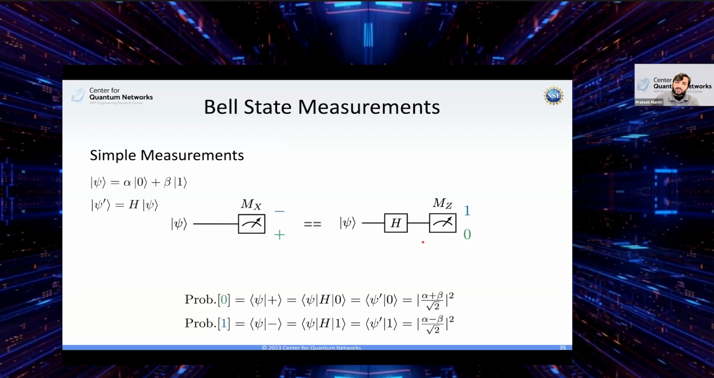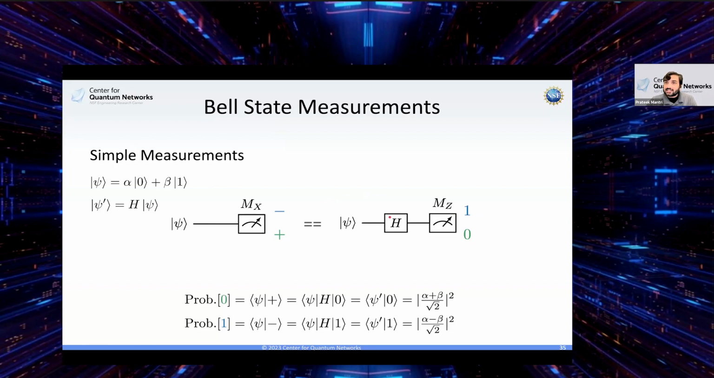Now, why is this important? As I said, the computational basis is also the native basis of any particular physical platform. It just makes it easier to do our measurements in computational basis, and then we can just apply some sort of a single qubit rotation onto it.